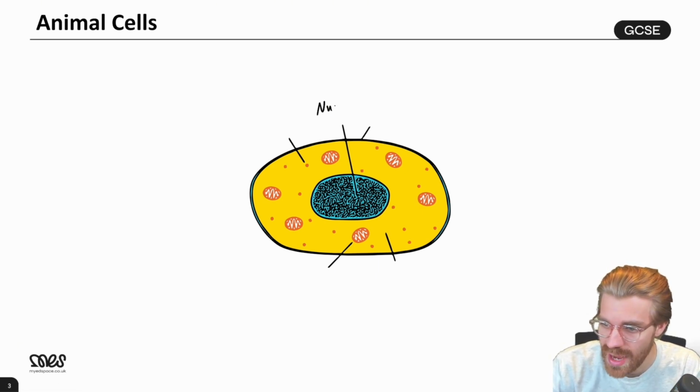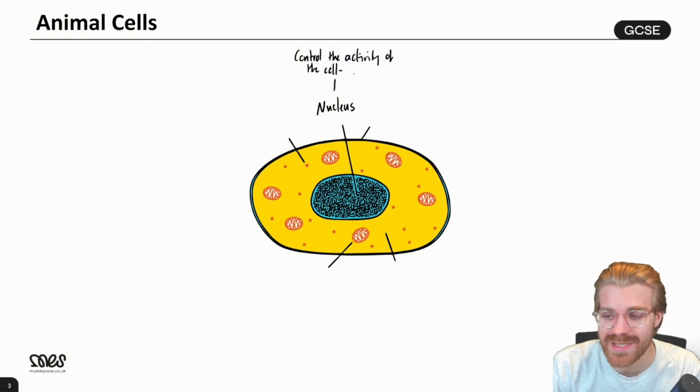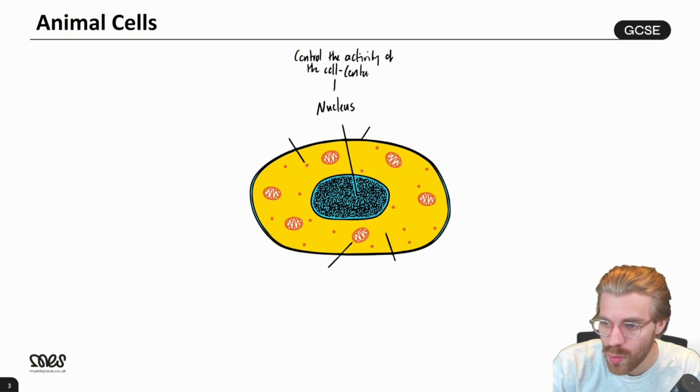So first we have our nucleus. Now the function of the nucleus is to control the activity of the cell. Now the way that it does that is by containing the DNA or the genetic material.